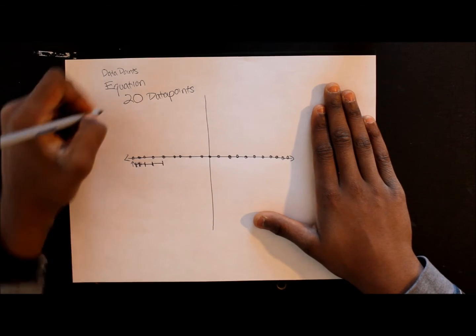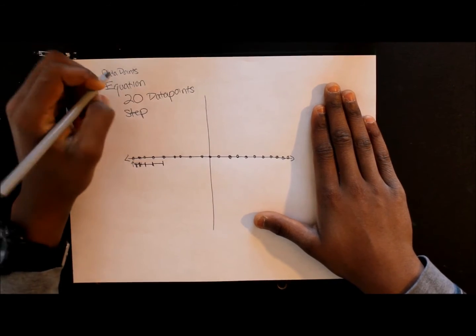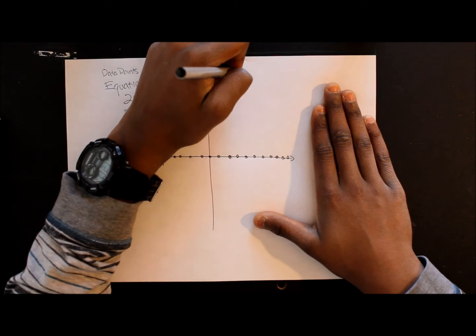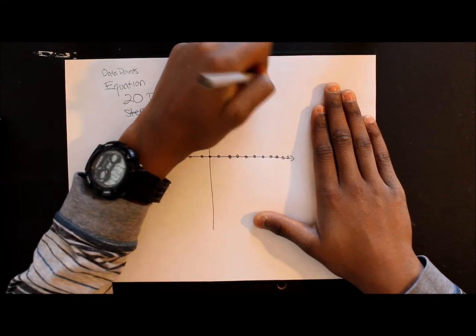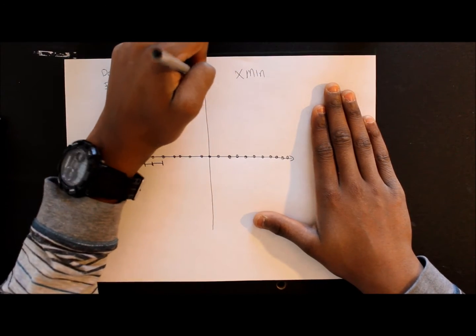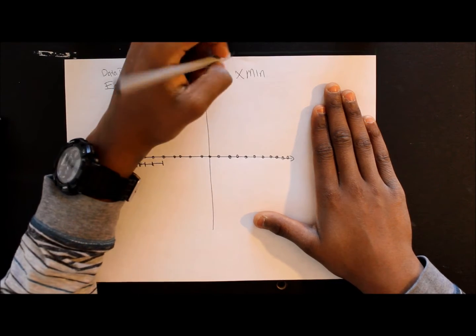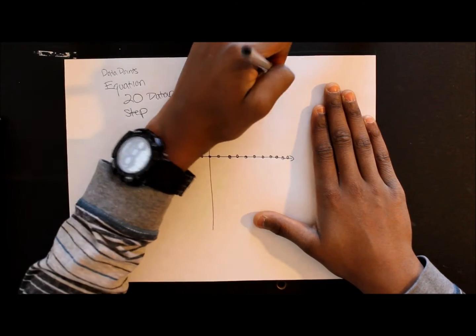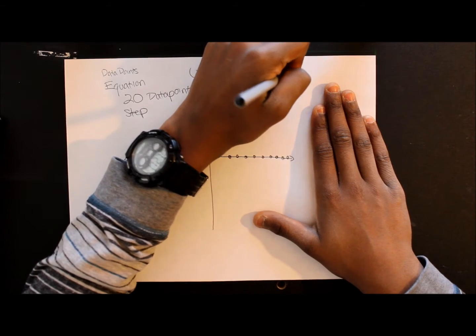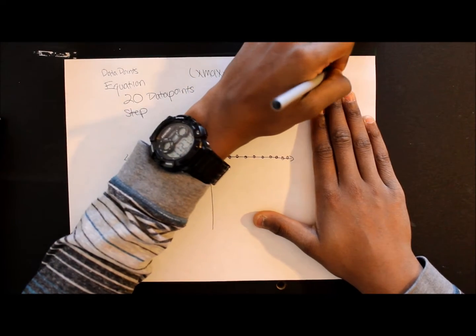The way we're going to do that is we're going to have some kind of step, where the equation for step is your x max minus your x min, divided by the number of data points you have.